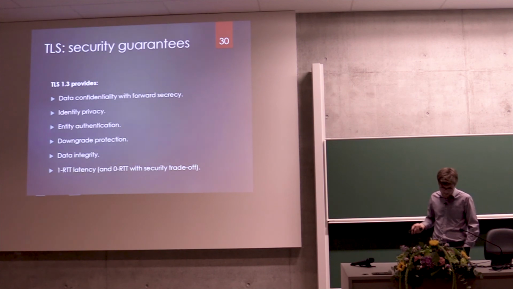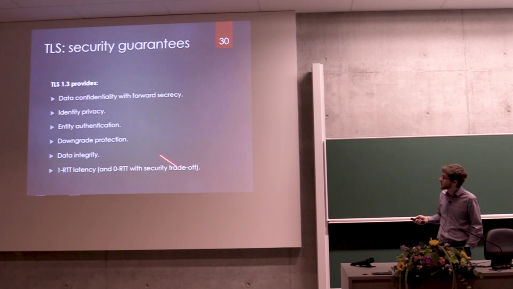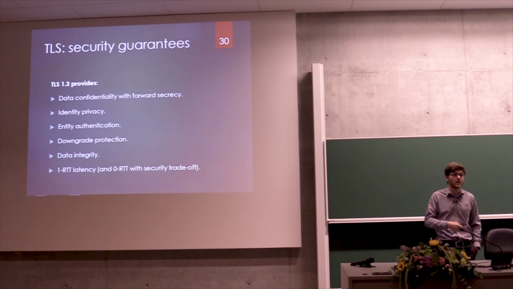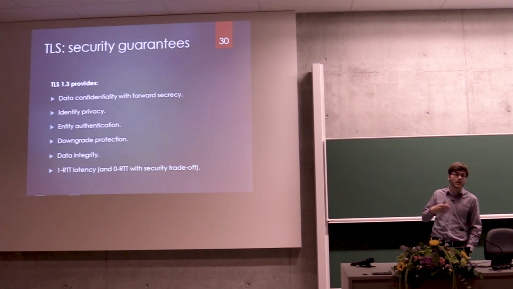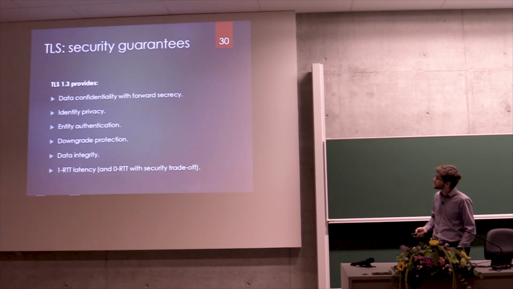So to summarize, TLS 1.3 will provide data confidentiality with forward secrecy, identity privacy, since the server and the client certificate will be encrypted, entity authentication, downgrade protection, data integrity, and 1 round trip time latency. So improved, very strong formal security guarantees and efficiency as well. So even though it was 4 years in the making, it was worth it to rebuild it from the bottom up.